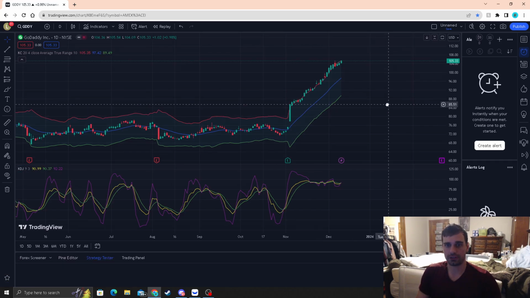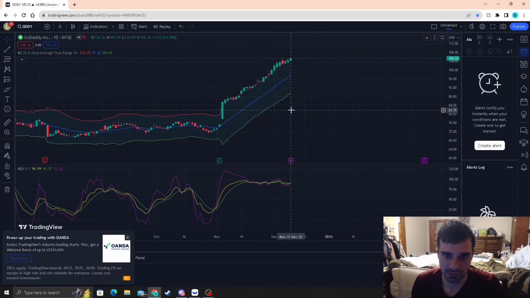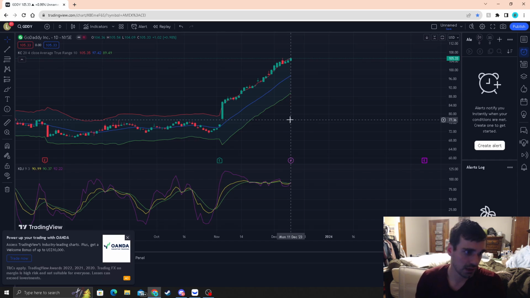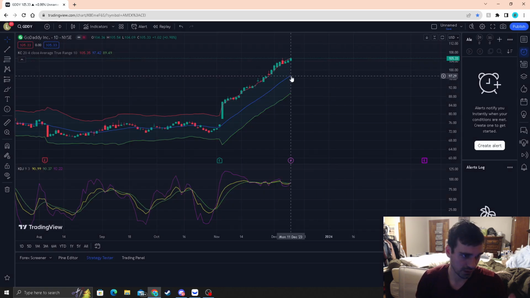Okay, so now we got our two indicators, and it should look exactly like this right here. If you're looking at 11 December, your candle should look like this right here on the line, and your K should be 90.99. So if you hover over a candle, which is like this one right here, you're looking at just the yellow line, which is 90.99. That is what's really important. We don't care about the green or purple. We only care about the yellow.